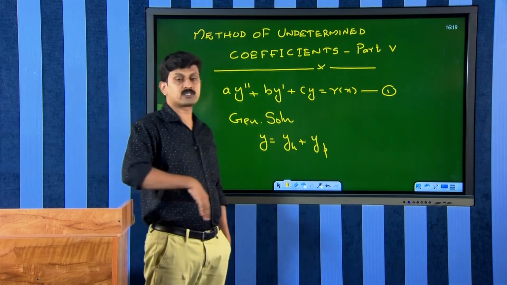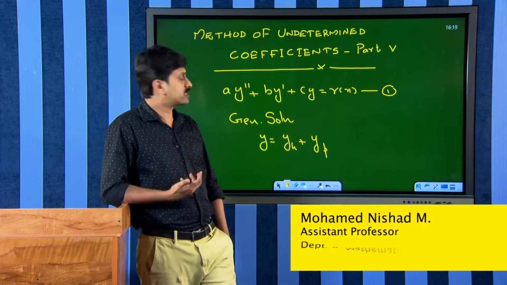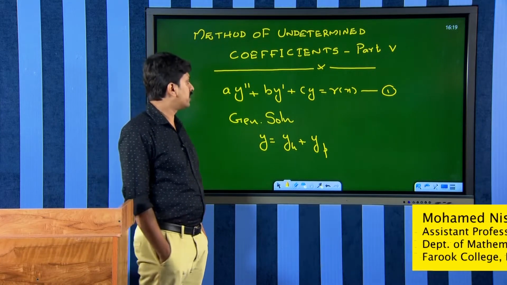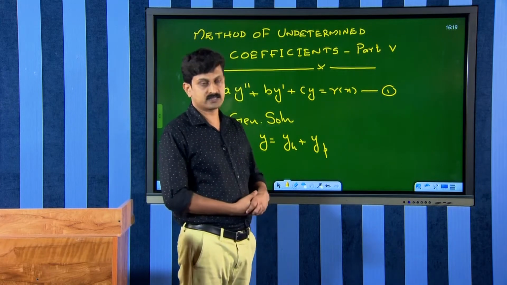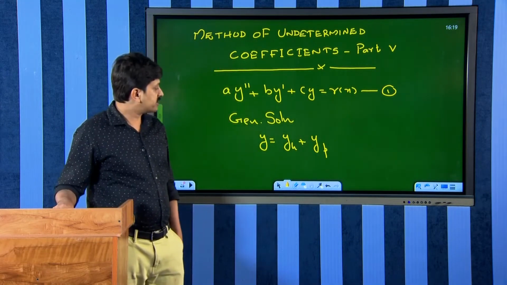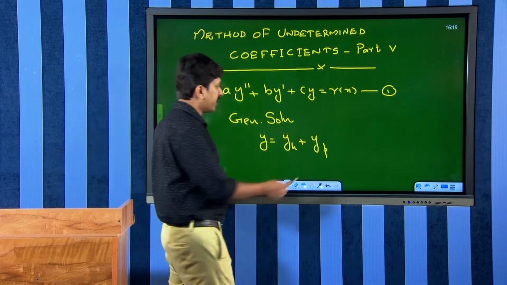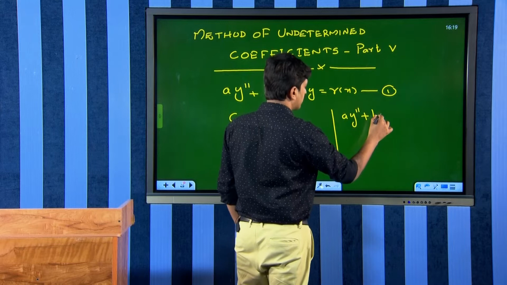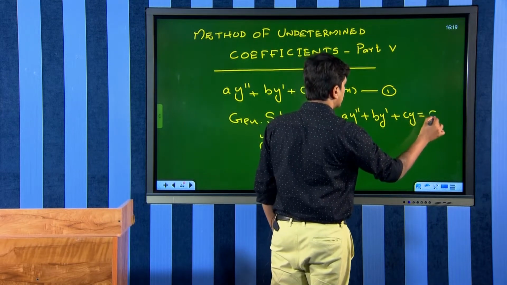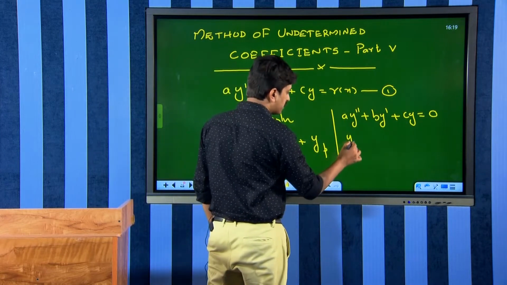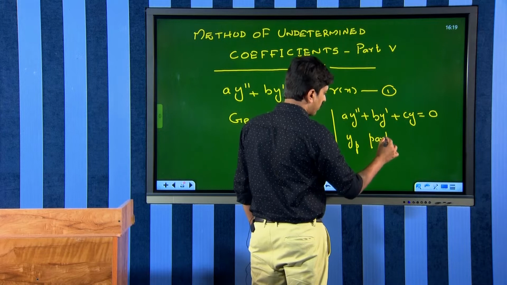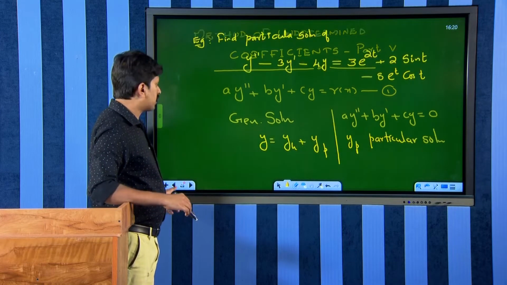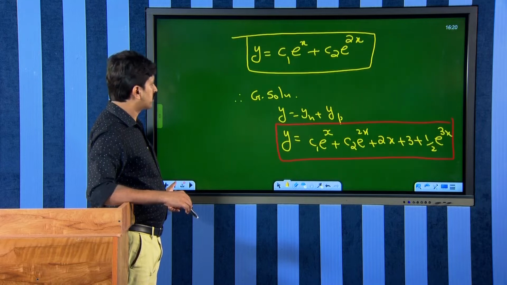We already discussed in the fourth session related to the method of undetermined coefficients that a non-homogeneous linear differential equation of the form a y double dash plus b y dash plus c y equal to r of x has general solution y equal to y h plus y p, where y h is the general solution of the homogeneous part a y double dash plus b y dash plus c y equal to 0, and y p is a particular solution that we need to determine by using the choice of r of x, the non-homogeneous part that we discussed before.